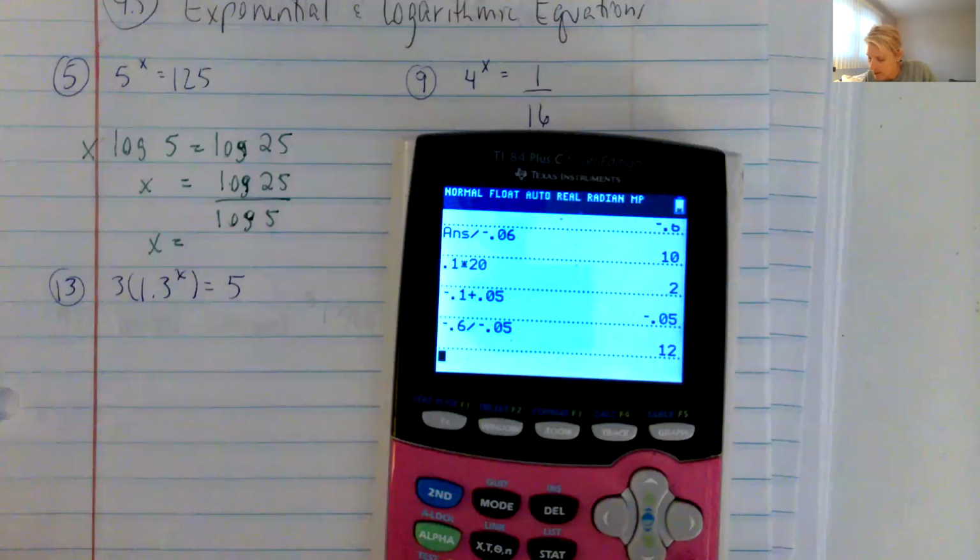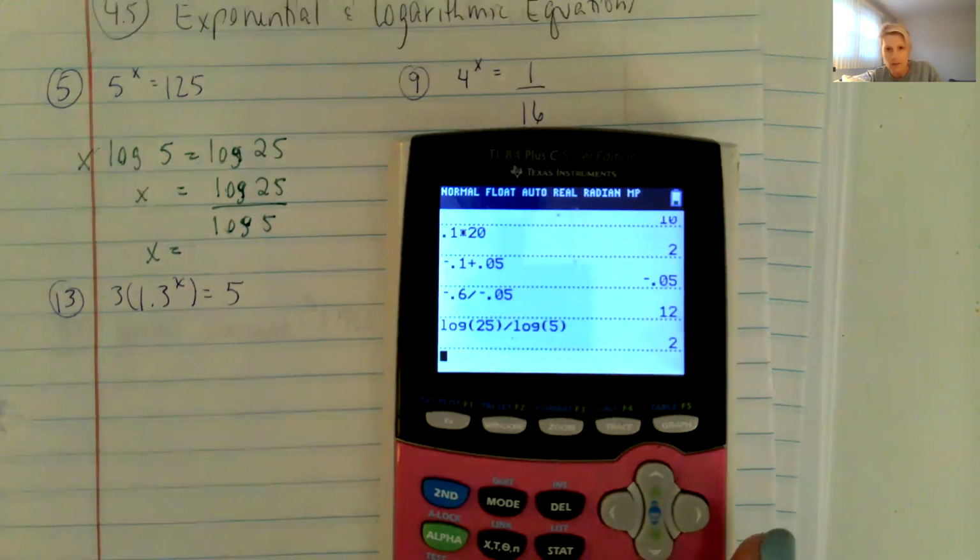So we can say the log of 25 divided by the log of 5 comes out to be 2.